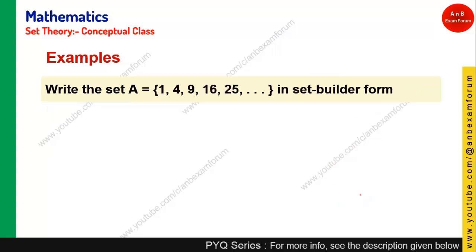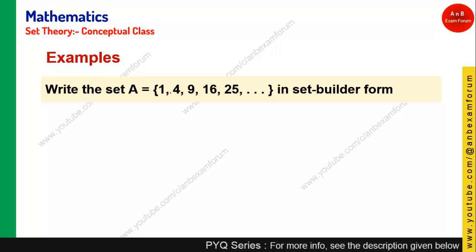Like if you see the next question, write set A in set builder form. So in set builder form you need to represent this set. How will you make it? You should try to make some rule. You try to find a common property in all the elements.